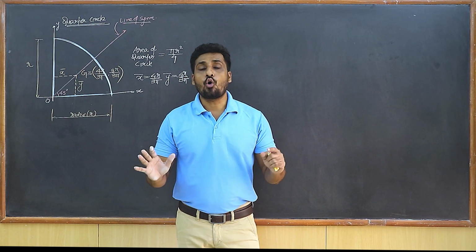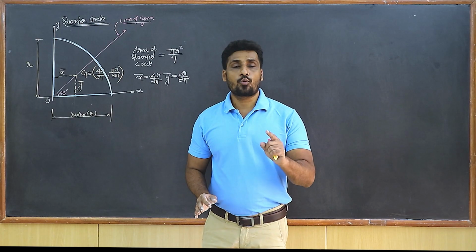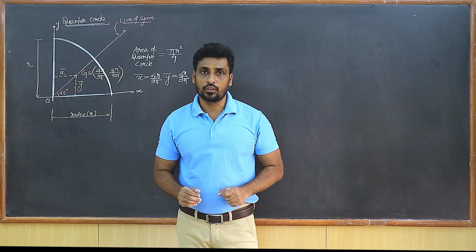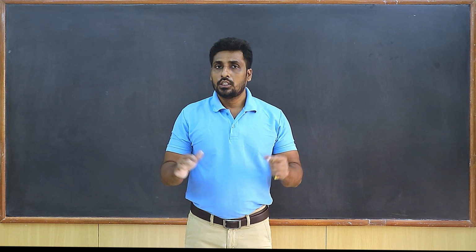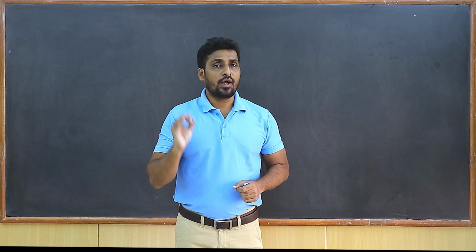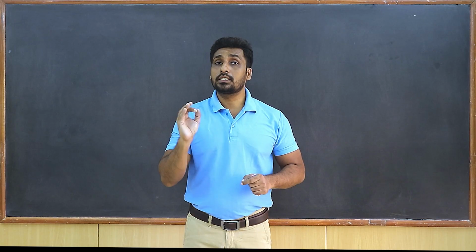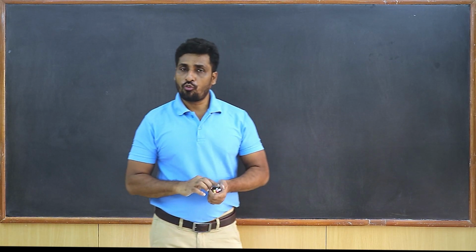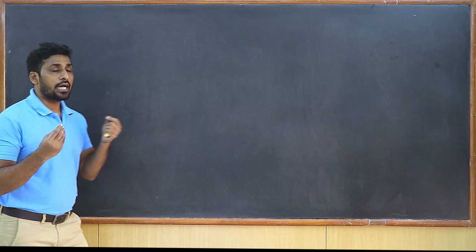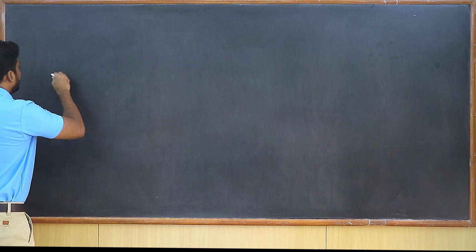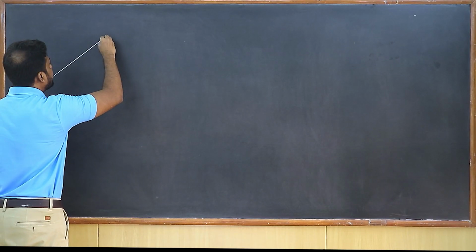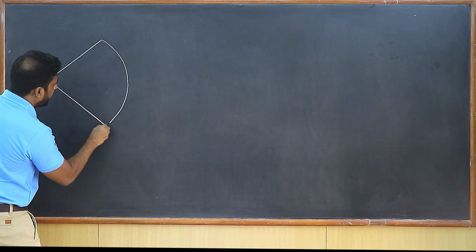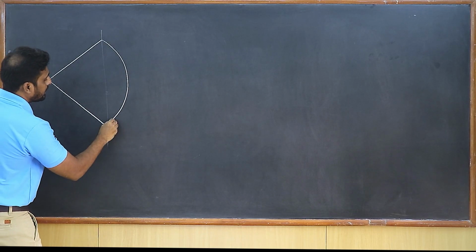So students, that was all about a quarter circle. Now let's proceed ahead with the next shape, which is the sector of a circle. Students, now we are going to understand how to locate the centroid of a sector of a circle. Students, let's first of all draw a diagram. So again, I'm going to take a diagram in such a way that the line of symmetry for the sector is going to be the x-axis.